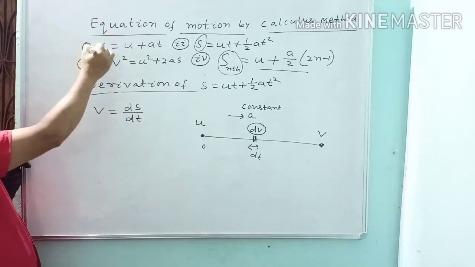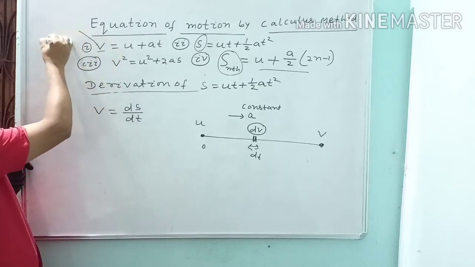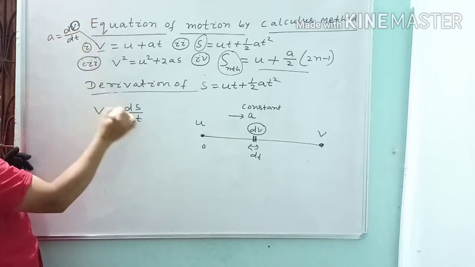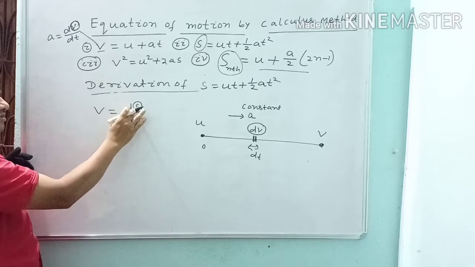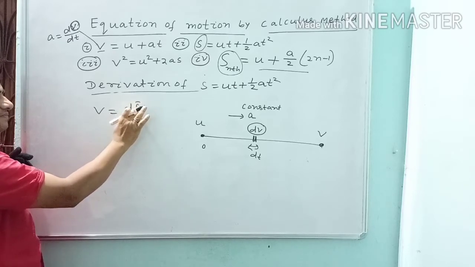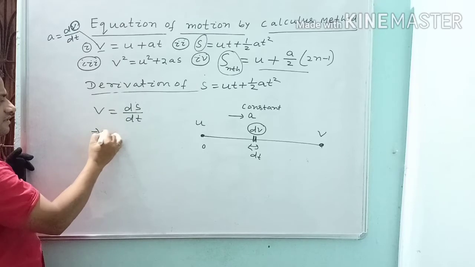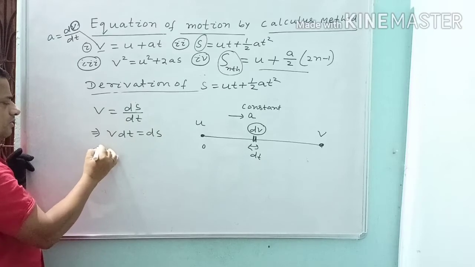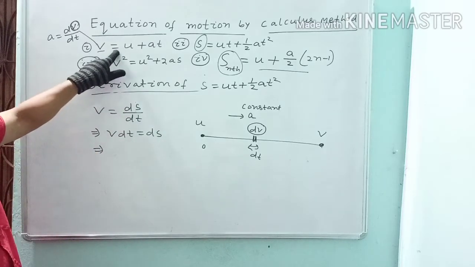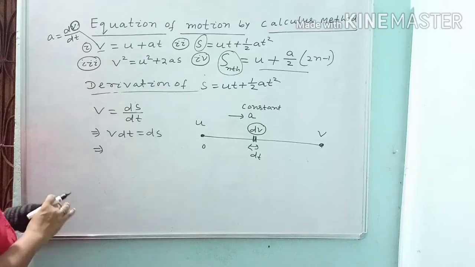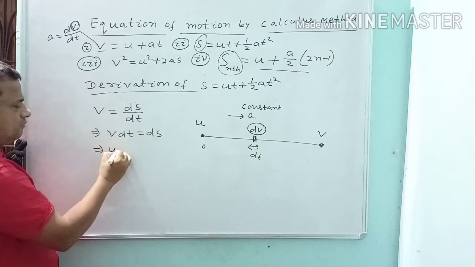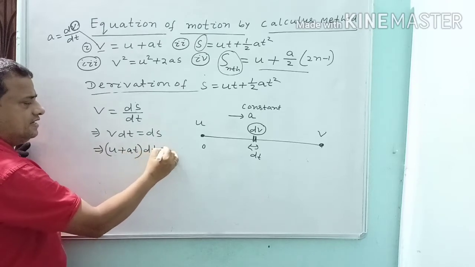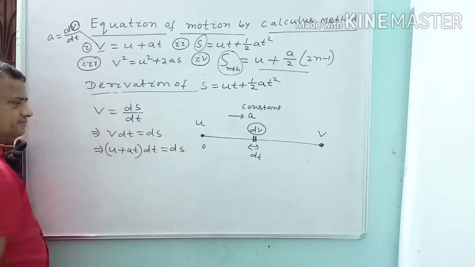Earlier you had to find out v. That's why you took a is equal to dv by dt, because you had to find out v. Here you have to find out s. That's why v is equal to ds by dt. Okay. So take this, v dt is equal to ds. But students, in the earlier equation, you know v is equal to u plus at. So in this v, you place u plus at, dt is equal to ds.